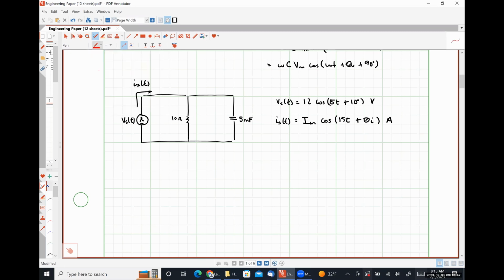So I can say that Is of t will be equal to this current IR of t plus this current IC of t. Anybody have any problems with that whatsoever? Right.